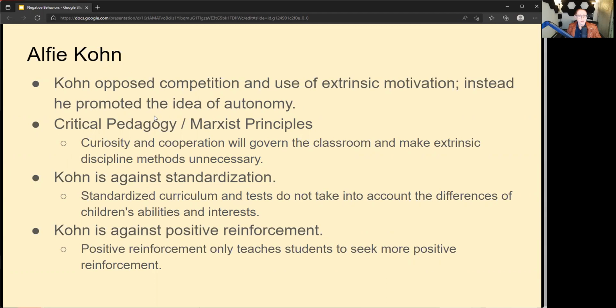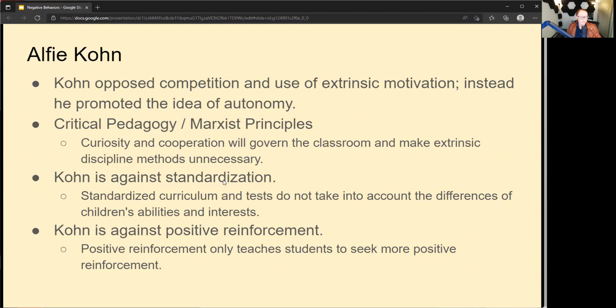Kohn discusses a lot about competition and how the use of extrinsic motivation, he believes, comes out of capitalism. And so he thinks that is a negative side effect of capitalism and that we are constantly obsessed with competition. And he believes that it doesn't actually belong in schools, that instead we should be focused more on intrinsic motivation and autonomy, not external competition.